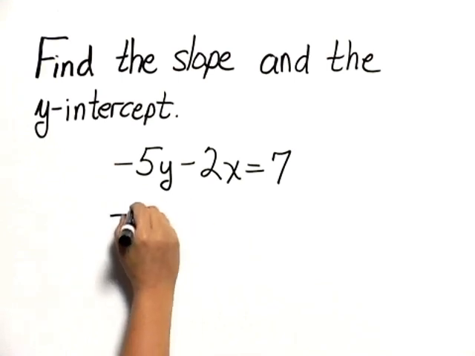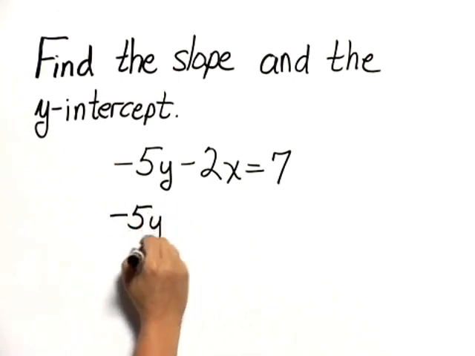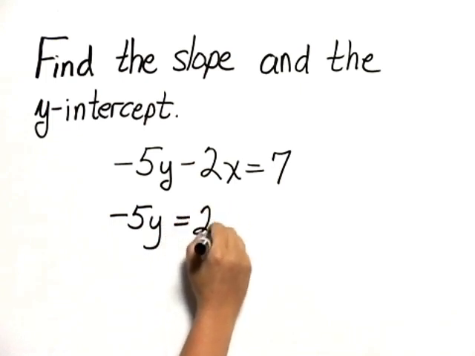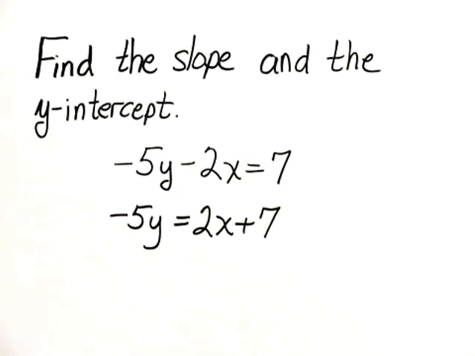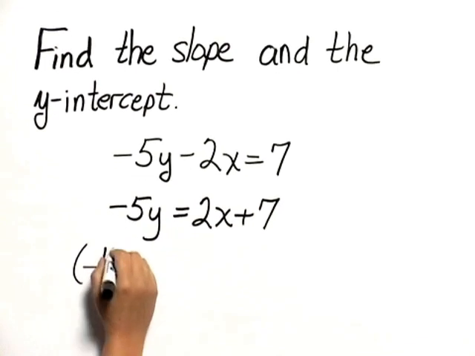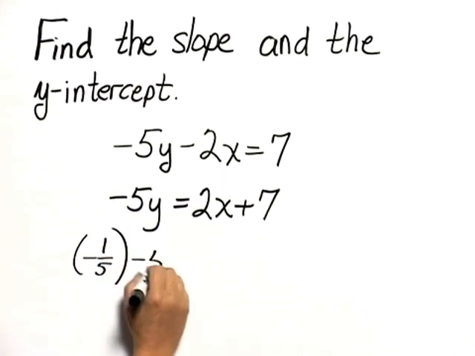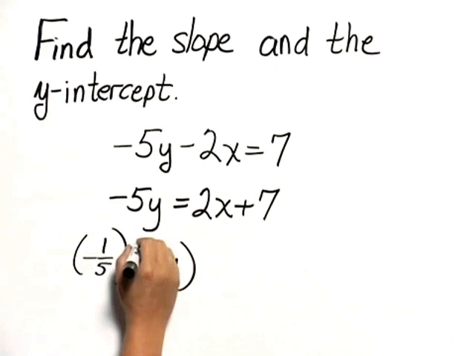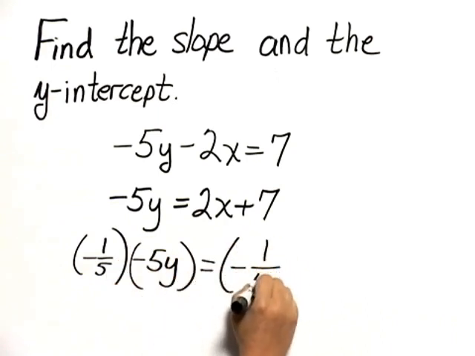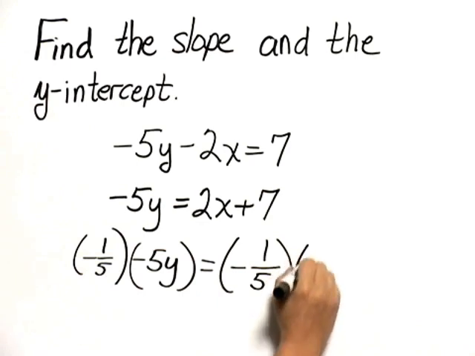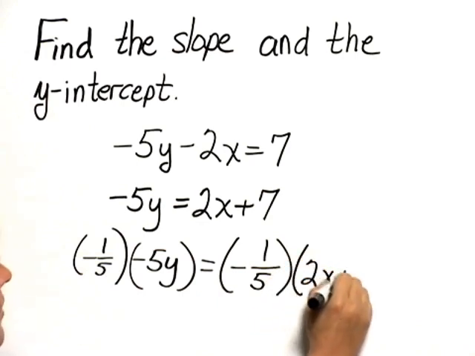That gives us negative 5y equals 2x plus 7. And now we're going to multiply both sides of the equation by negative 1/5. We have negative 1/5 times negative 5y equals negative 1/5 times 2x plus 7.